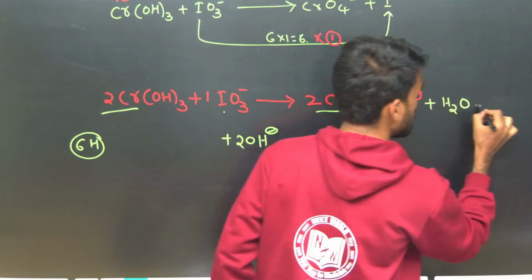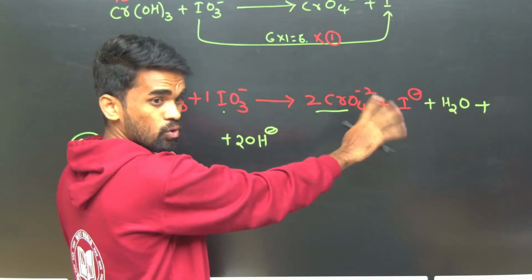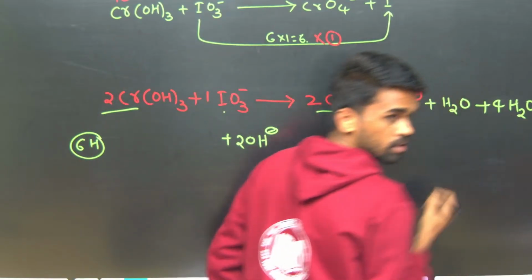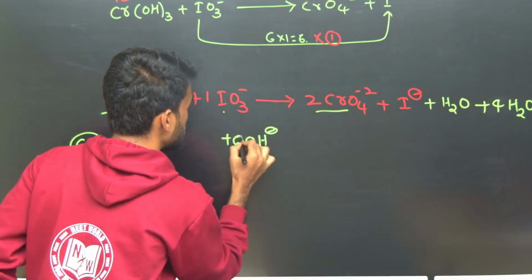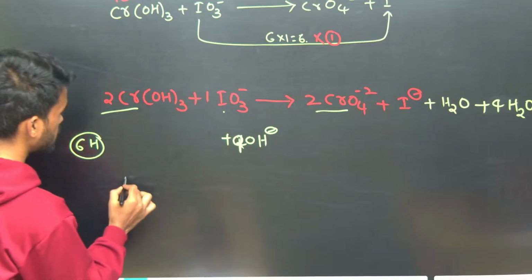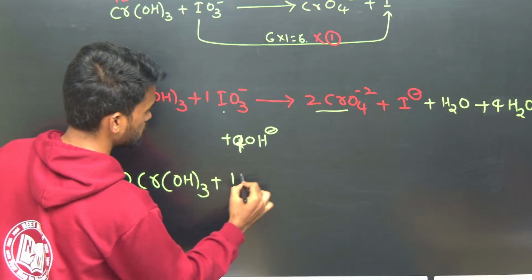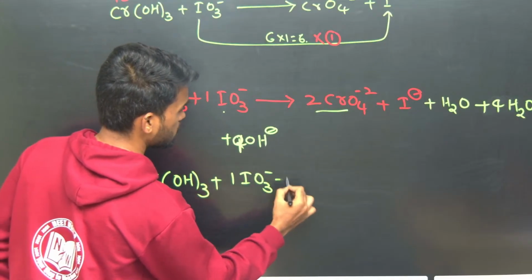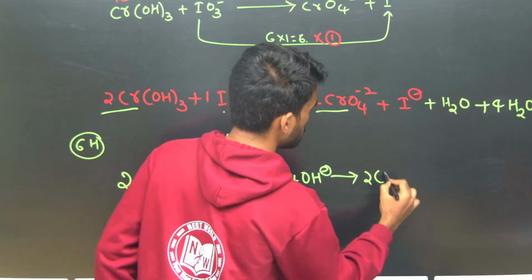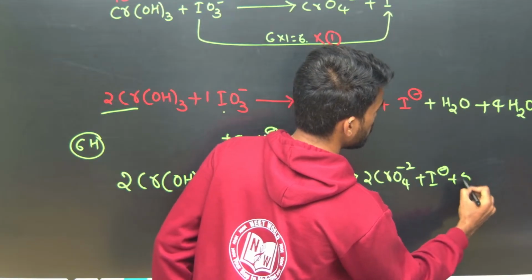So add, how many hydrogens are less this side? 4 are less. Add that many number of water molecules here, and an equal number of OH minus this side. Okay, now it is clear? Right. Now make it 2 CrOH twice plus IO3 minus plus 4 OH minus gives 2 CrO4 minus 2 plus I minus plus 5 H2O.